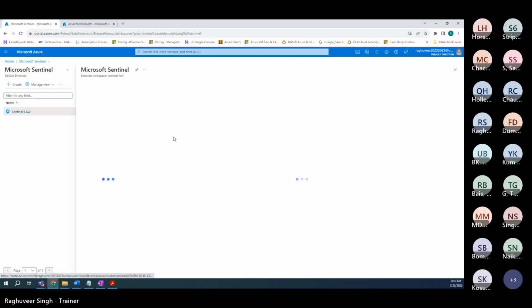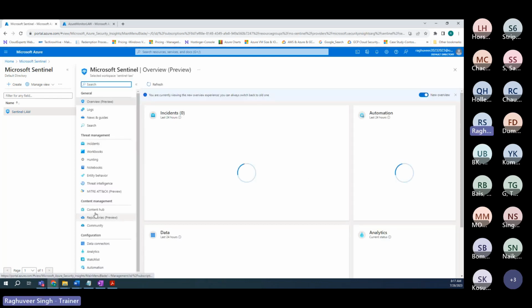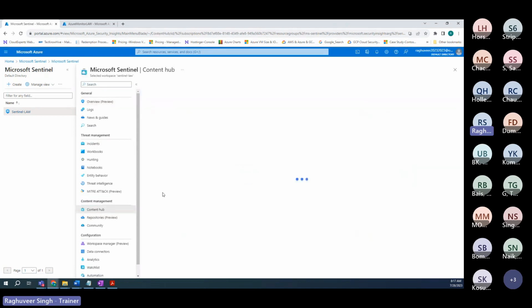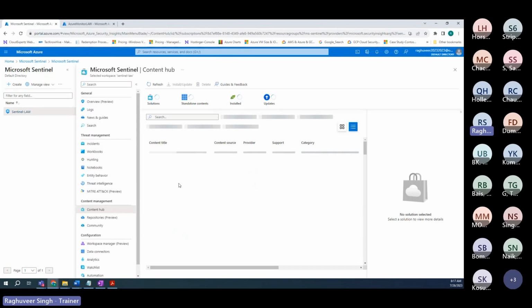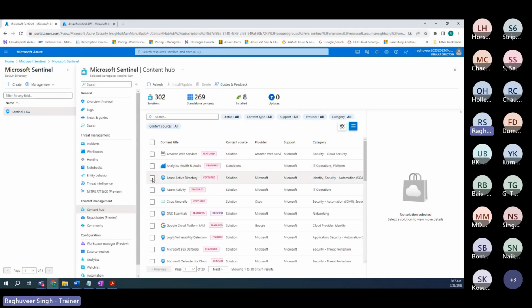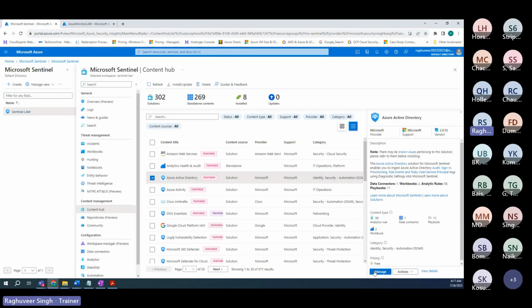So I'm logging into the Sentinel dashboard. Inside the Sentinel dashboard, under Content Management, you see Content Hub, or Content Hub, whatever you want to pronounce it as. And here you will see all the solutions. So let's say Azure Active Directory is one of the solutions.